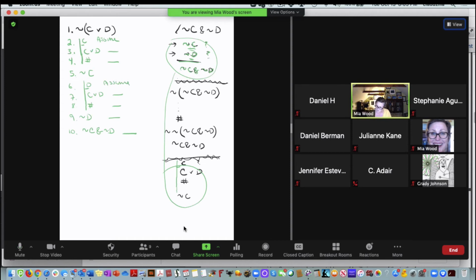So does everybody see that line 10 comes from 4 and 5, conjunction intro? Line 9 comes from 6 through 8, negation intro. We love our contradictions. We're always looking for a contradiction. Line 8 comes from 1 and 7, contradiction intro. 7 comes from 6 by disjunction intro.